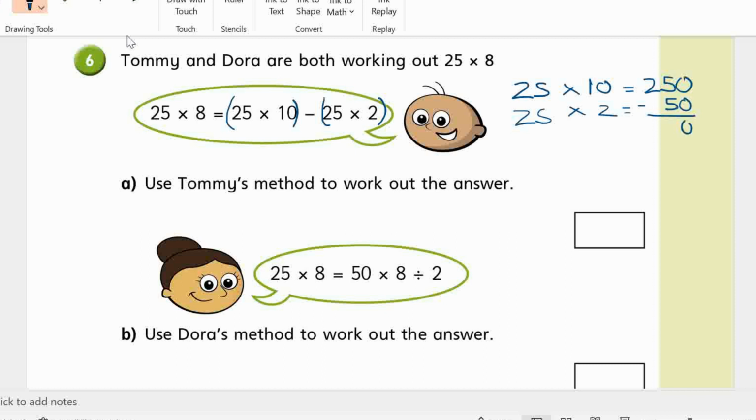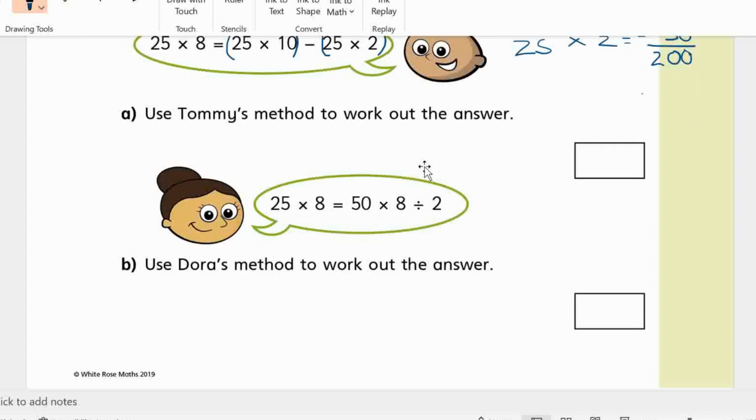0 take away 0 is 0. 5 take away 5 is 0. Nothing to take from the 2, so it's just 2. Okay, so that's his method. Use Tommy's method to work out the answer, right? That's what we did. Now let's look at Dora's method.